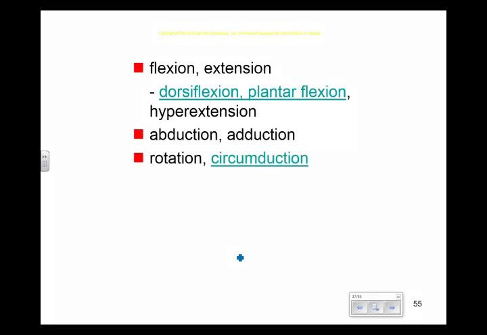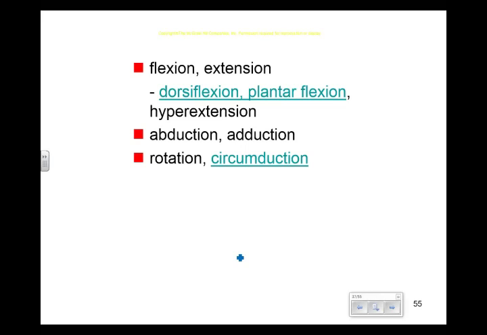Rotation and circumduction are pretty straightforward because the terms are at least somewhat familiar to people. So rotation, we're talking about those pivot joints. Rotation is going to be like that. Taking your head and shaking no, that's rotation around the axis and atlas. Circumduction is a little bit different. I can do rotation at the shoulder joint here with the ball and socket. This is rotation. And if I have the pen here and I'm doing rotation, it just produces a dot.